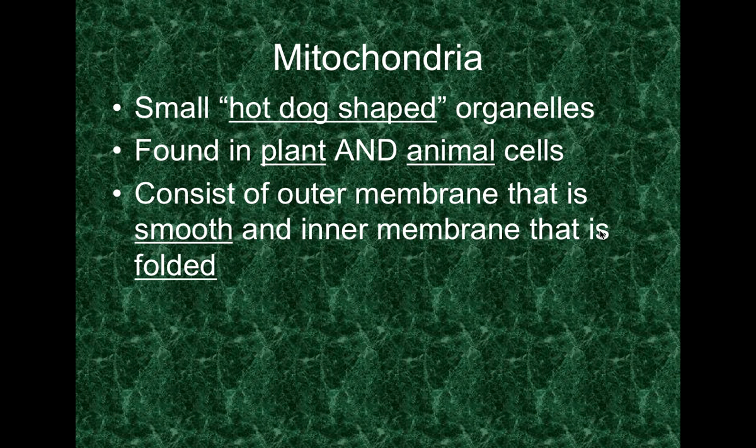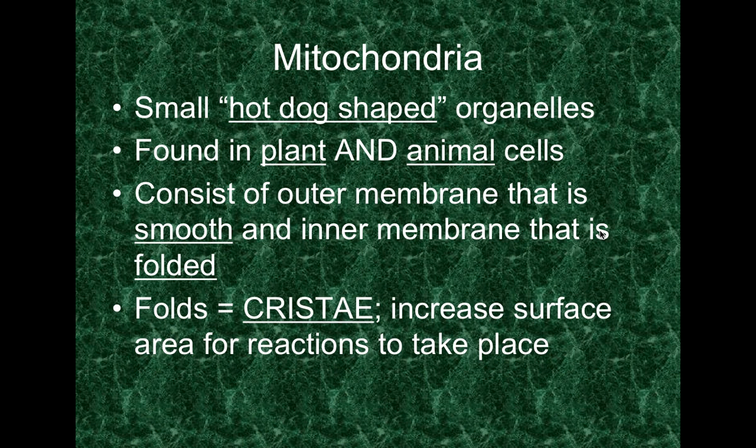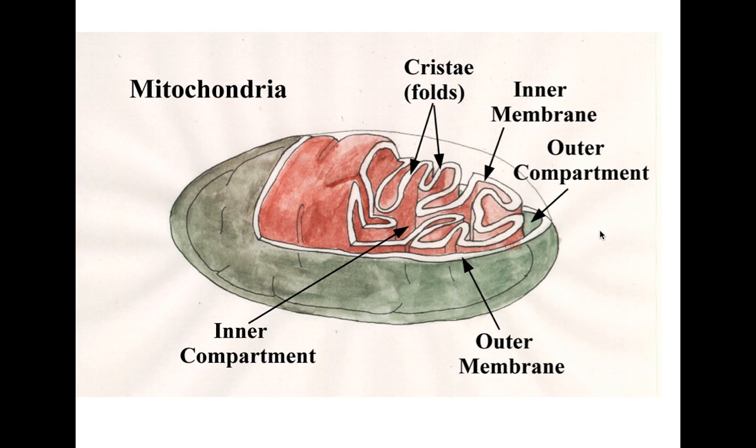There's an outer membrane that's smooth, and then the inner membrane is folded. And these folds have names. They're called cristae. Basically, they are there to increase the surface area for the different chemical reactions taking place. So this is kind of what they look like. You've got the smooth outer one, and then the folded inner one, with those folds being called cristae. So let's take a look at the diagram on your handout, page 84.